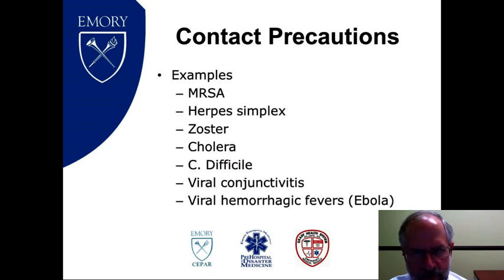Examples of the types of pathogens involved in contact precautions include methicillin-resistant Staph aureus or MRSA, herpes simplex, herpes zoster, which is the causative agent of shingles, cholera, we don't see that terribly often in the hospital setting, Clostridium difficile, the cause of very severe colitis often encountered in hospital patients, viral conjunctivitis, and viral hemorrhagic fever, a situation that we saw when Ebola was present on U.S. shores in 2014.